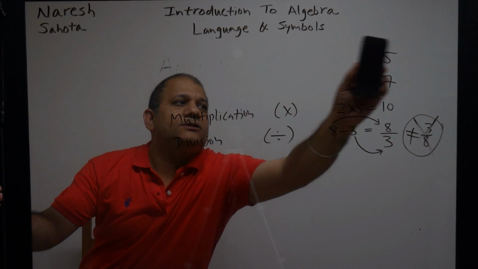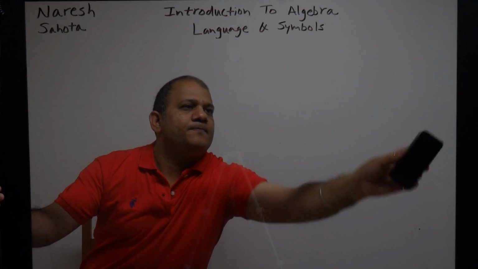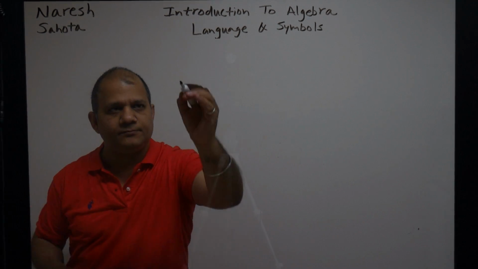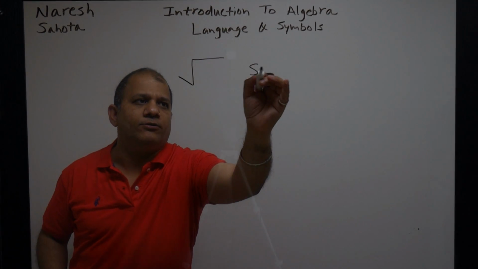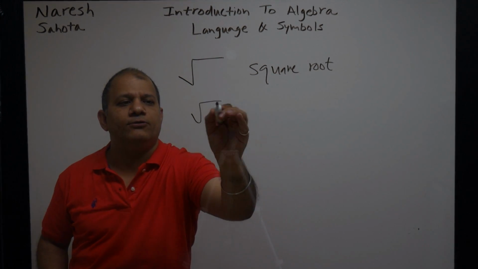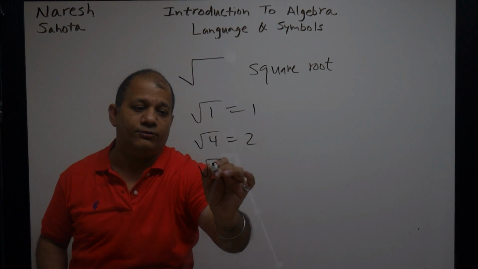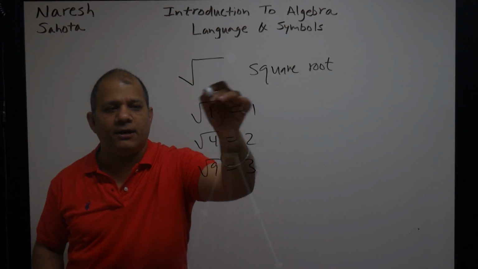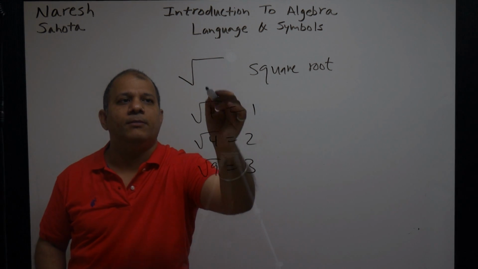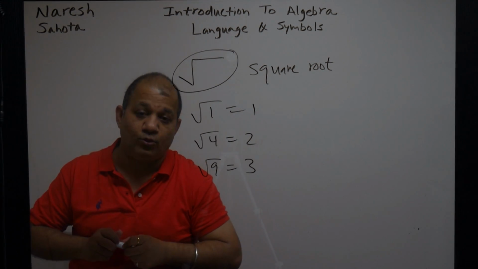All right, so next we're going to move on, and I'm going to show you the square root symbol. So this is square root. The square root of 1 is 1, the square root of 4 is 2, the square root of 9 is 3. Here I'm not going to show you how we get these answers. You probably already know, but our focus here is just to introduce that symbol, and that symbol is called the square root.